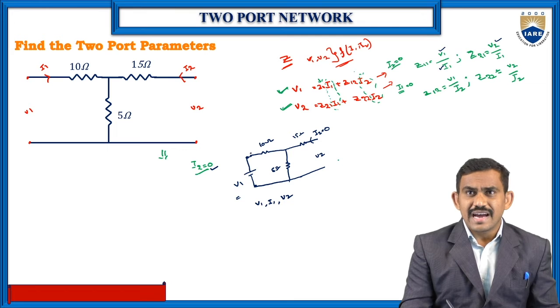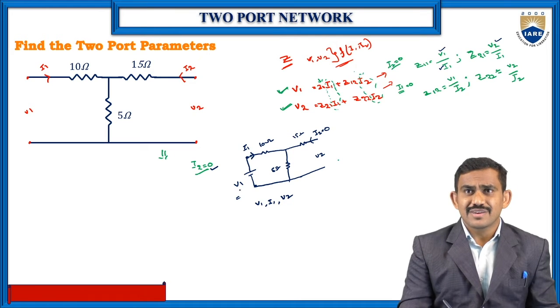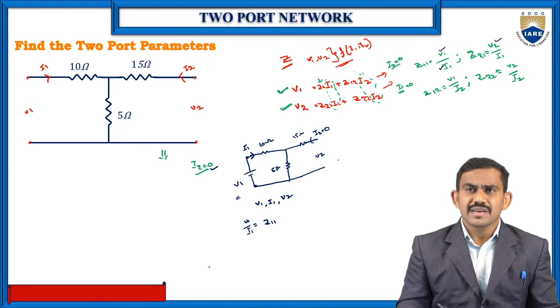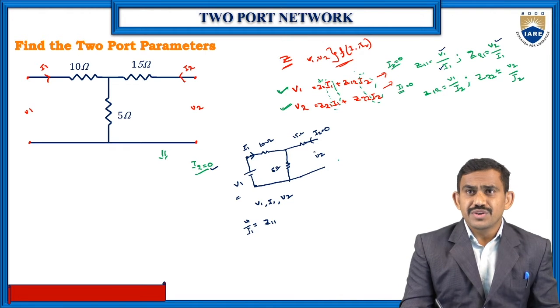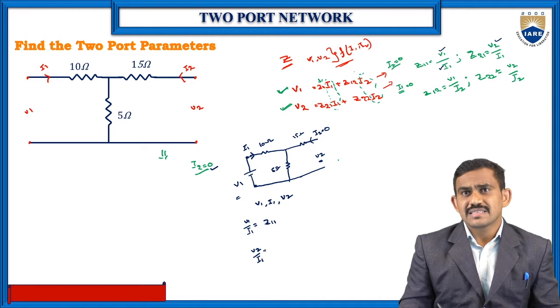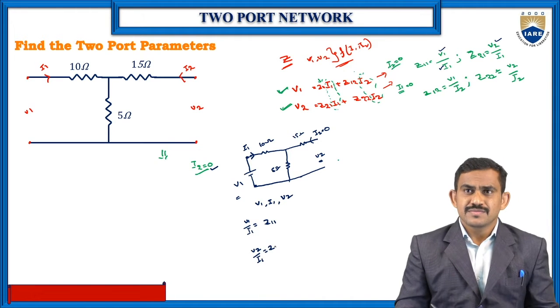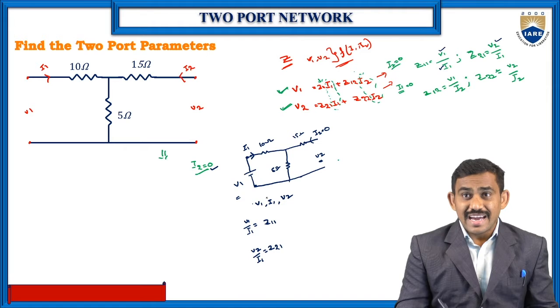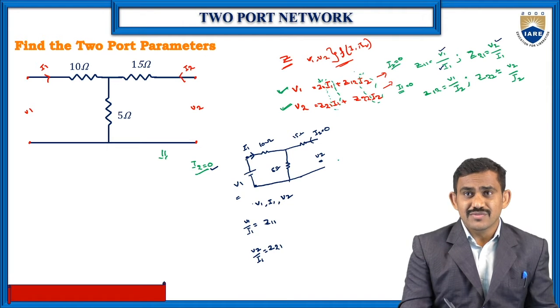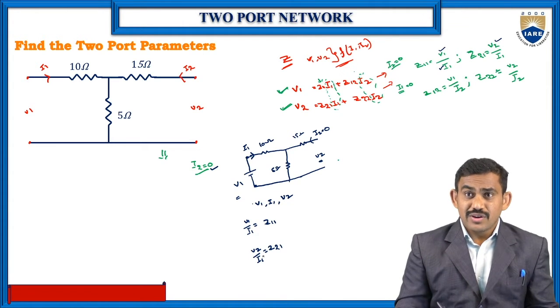So if you know the I1 value, then V1 by I1 is your Z11 value. Then again, if you know the V2 value, then V2 by I1 is your Z21 value. I need to know the V1 value, that is the supply, so no need to worry about the supply. If I know the I1 value, I will get the Z11 value, and if I know the V2 value, I will get Z21.